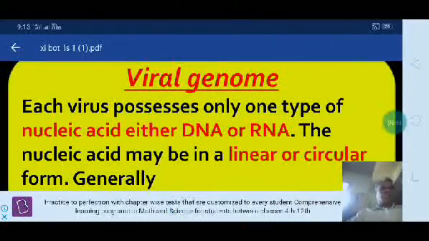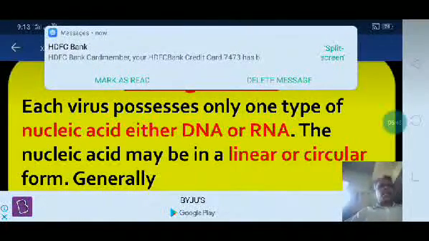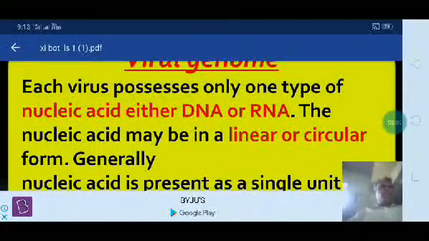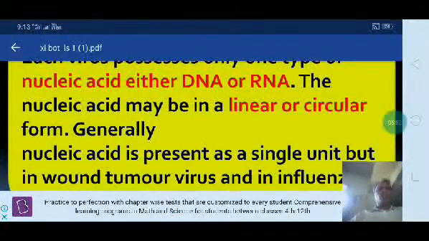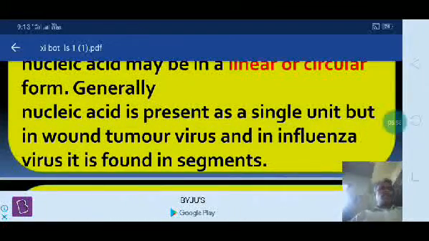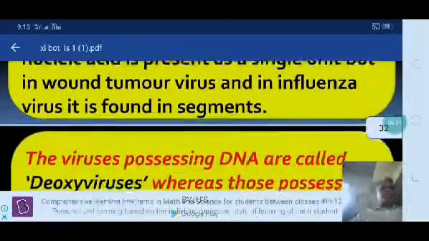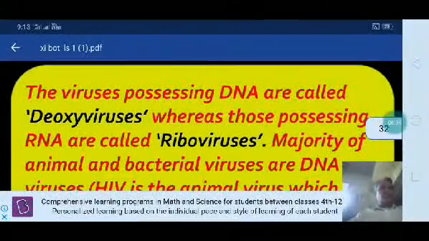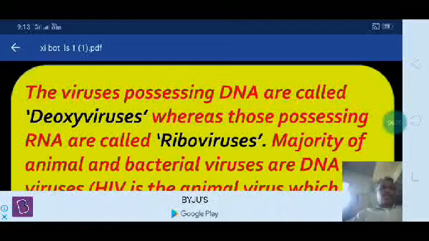Okay. Viral genome. Each virus possesses only one type of nucleic acid, either DNA or RNA. The nucleic acid may be in a linear or circular form. Generally, the nucleic acid is present as a single unit, but in wound tumor virus and influenza virus it is found in segments. Viruses possessing DNA are called deoxyviruses.